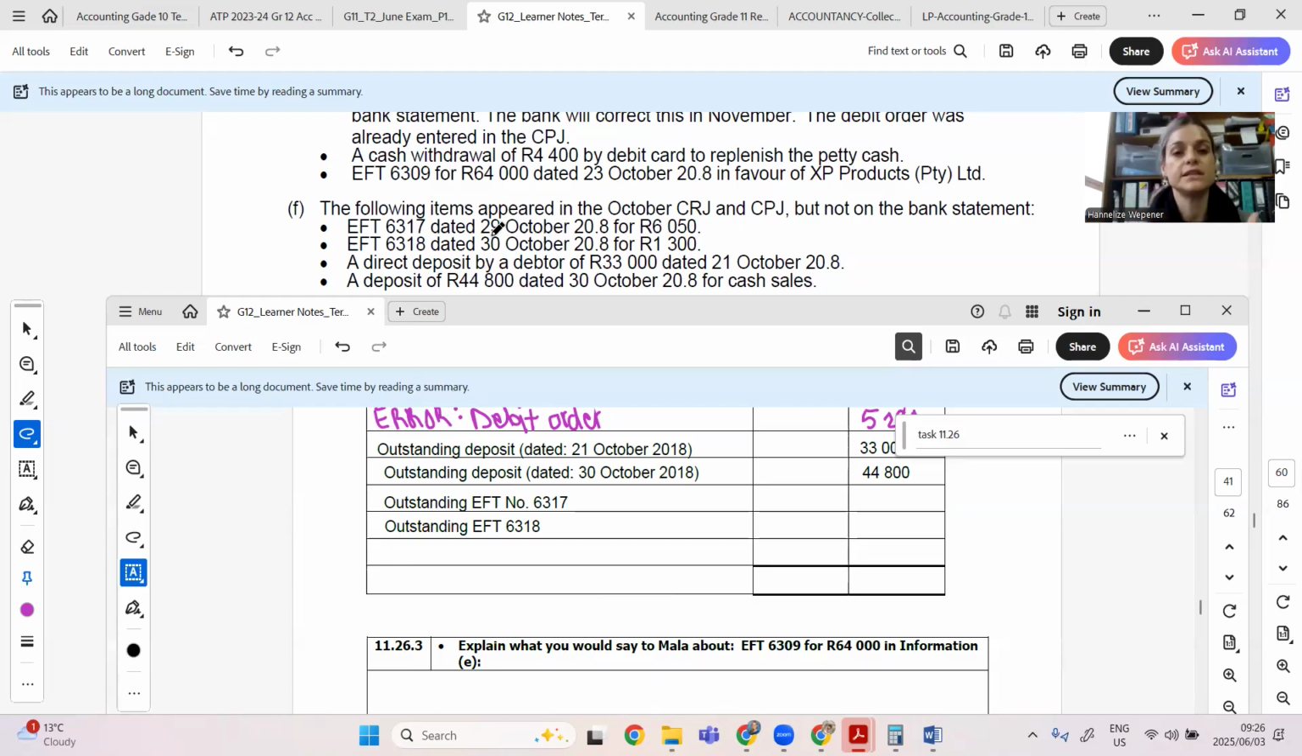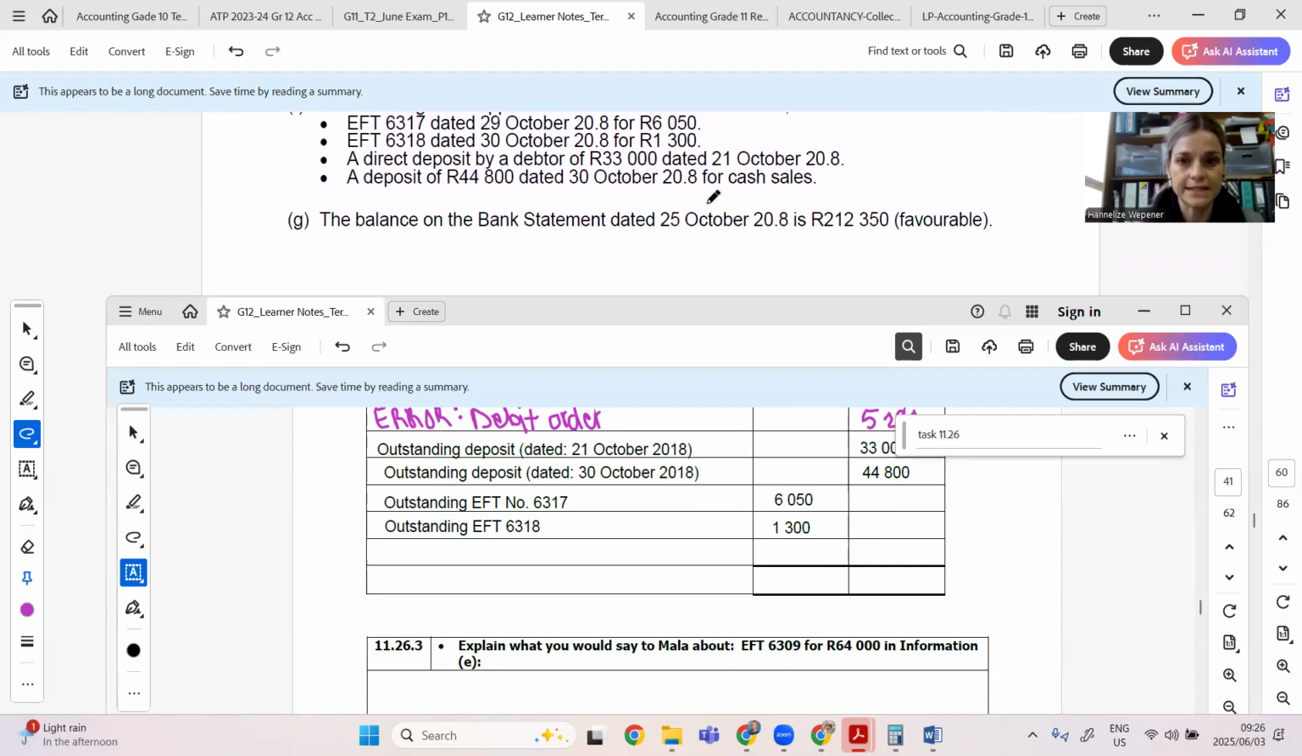Or you process the EFT on your side, but it wasn't an immediate payment, therefore it's still a pending payment, so it's not reflecting on the official bank statement. But once it reflects, it will mean that your bank statement balance will decrease. You will have less money in your bank account, so therefore we will debit those amounts. Okay, so these are just items in your cash journals, but not on your bank statement.